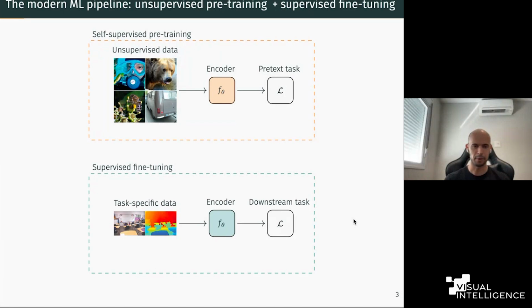All the big systems, from GPTs and all kinds of language models, mostly follow this very same two-stage protocol. And for vision, it's not different.